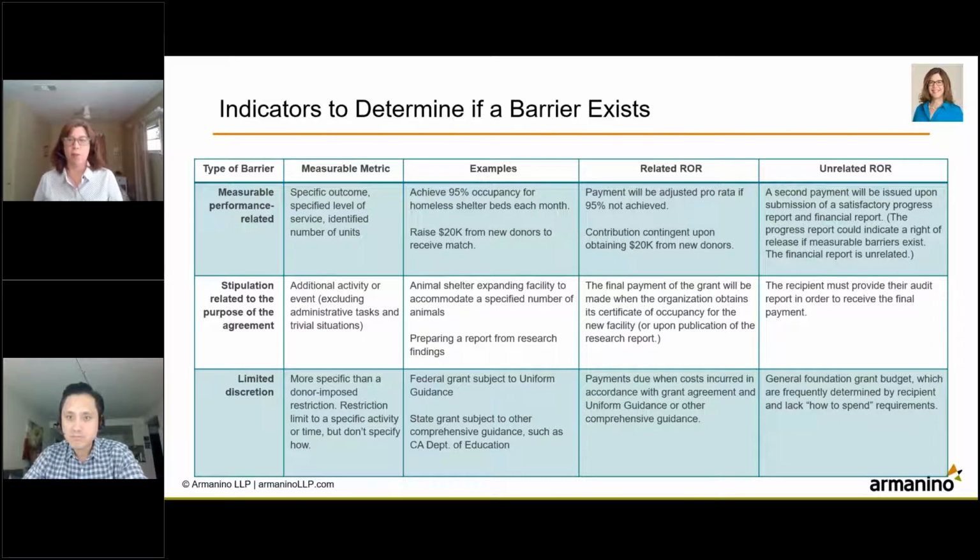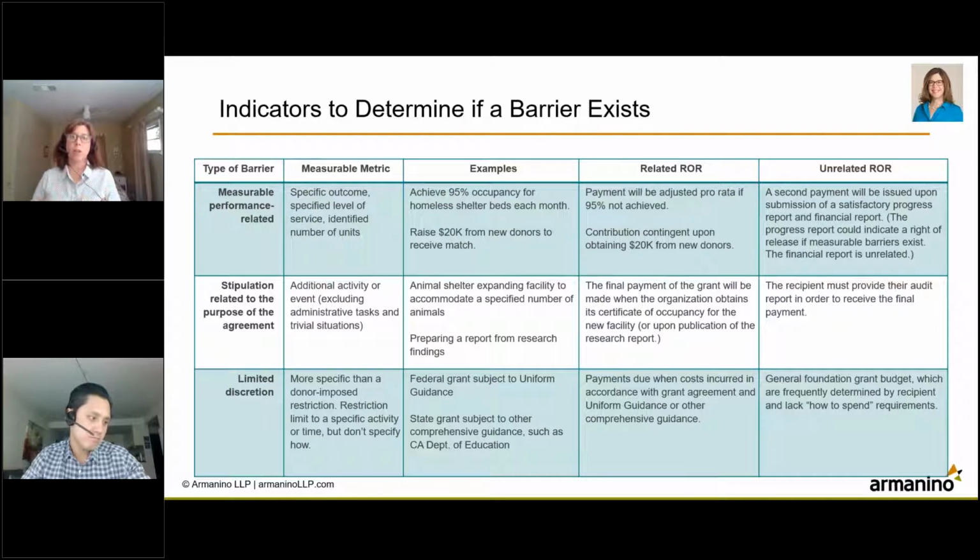The limited discretion, let's go through that for a moment. This is something that is more specific than a donor imposed restriction. And this one can get a little bit confusing. In fact, the FASB ended up issuing some clarification from the FASB staff after the standard came out last year. So limited discretion is really about how the funds must be used. It's one thing to say you must use the funds for a specific purpose. That would generally result in a restriction. But if there's also very stringent stipulations on how the money is spent, that's when you've got limited discretion.